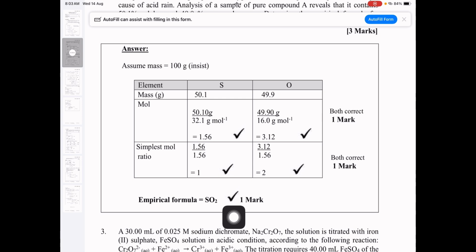Okay, so the mark allocated for this question: 1 mark for correct number of mole for each sulfur and oxygen, and another 1 mark is for simplest ratio, and another 1 mark is empirical formula SO2 yeah. So total is 3 marks.